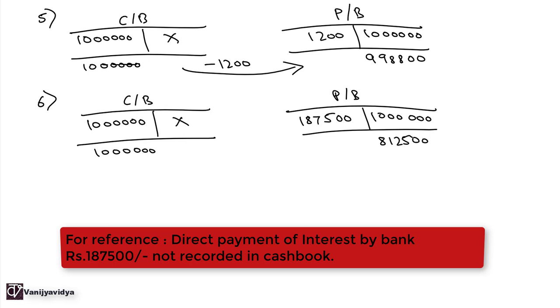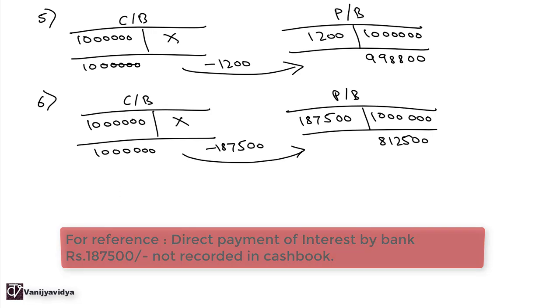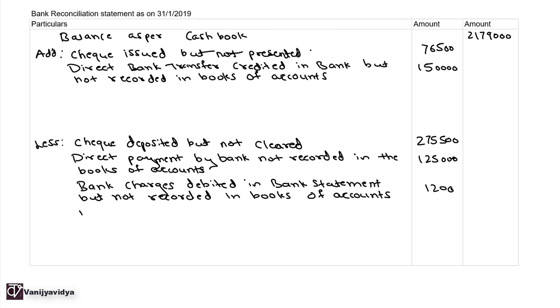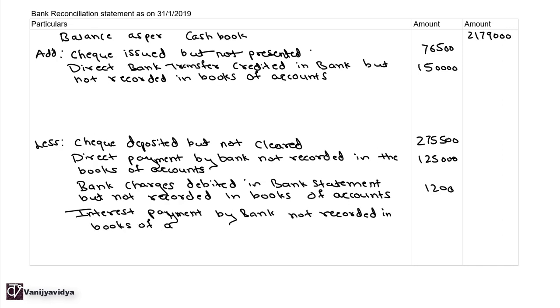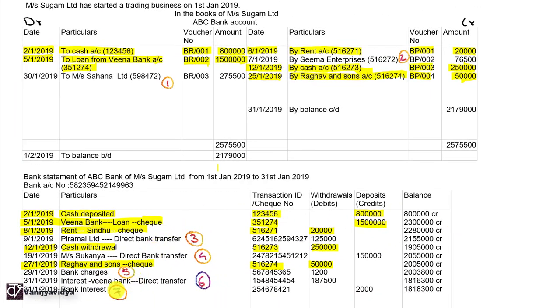Balance as per passbook is 8,12,500. Now we are moving from cash book to passbook. So we have to reduce 1,87,500 in bank reconciliation statement. Let's do that. Less interest payment by bank not recorded in the books of accounts 1,87,500.